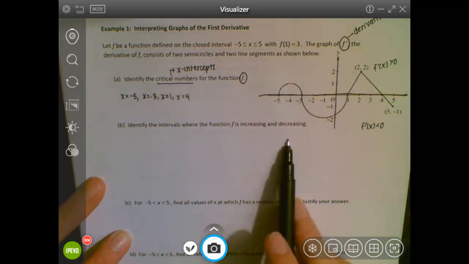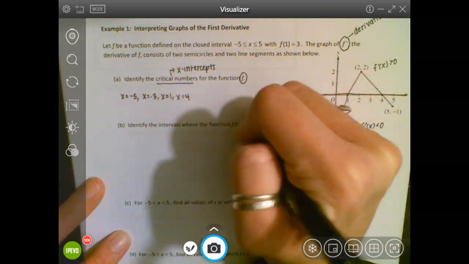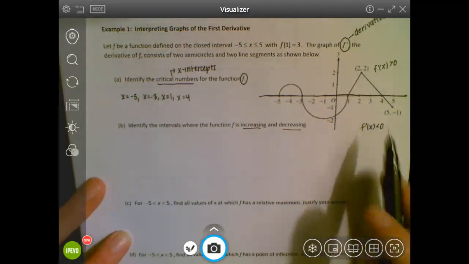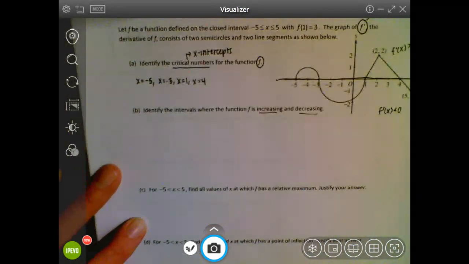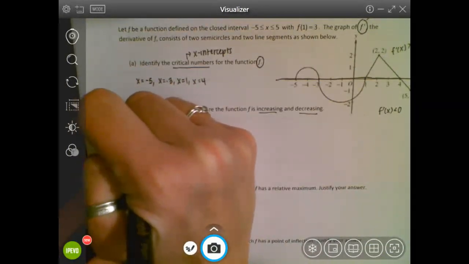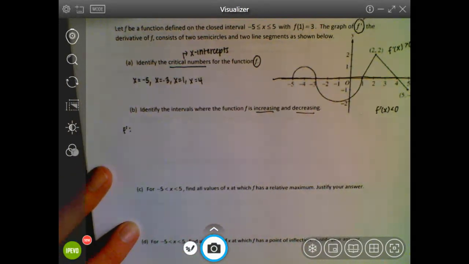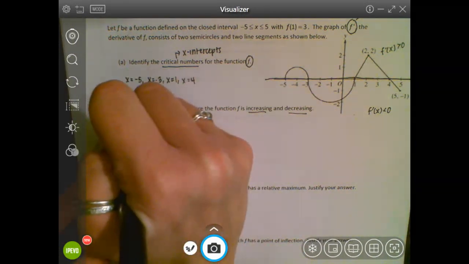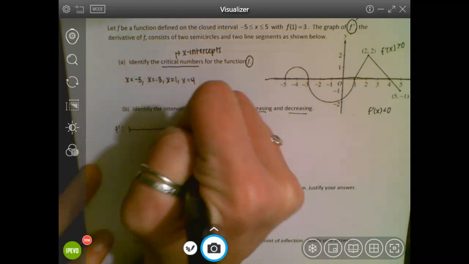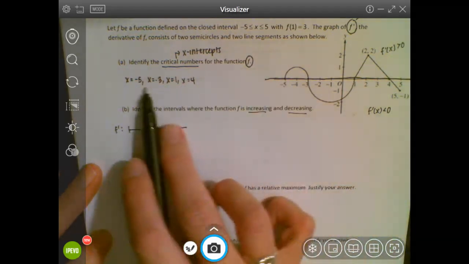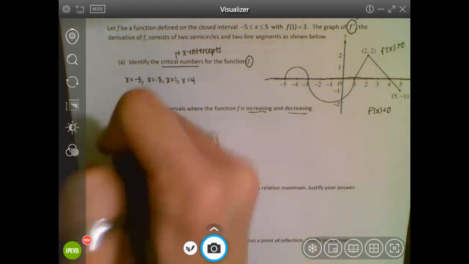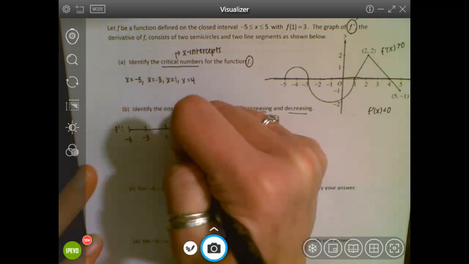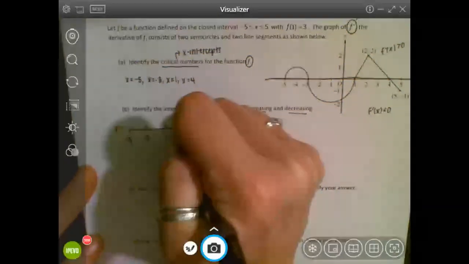So then we want to identify the intervals on which the function f is either increasing or decreasing. So this again has to do with the placement above or below the x-axis. So I'm going to go ahead and make myself a little sign chart here. And I'm going to label this as f prime because we're going to be making sign charts for our second derivative, just so that we're able to tell the difference here. And I'm going to split up this number line as I labeled the critical numbers up here. So I'm going to start at -5, I'm going to go to -3, I'm going to go to +1, and I'm going to end at +4.